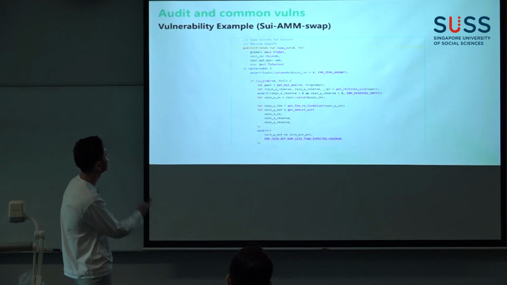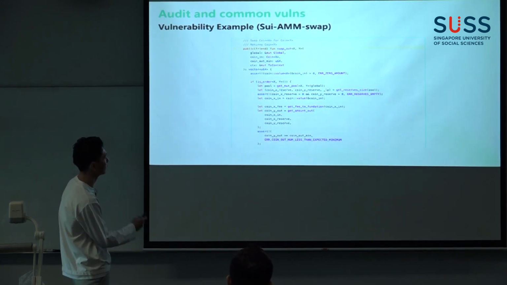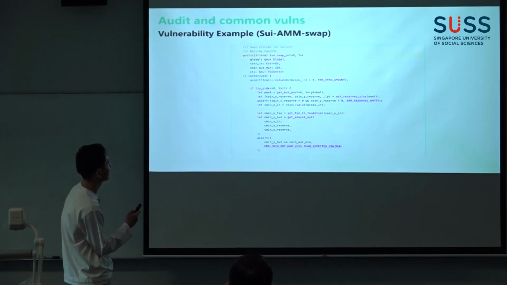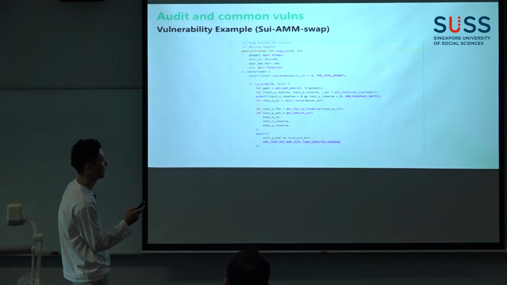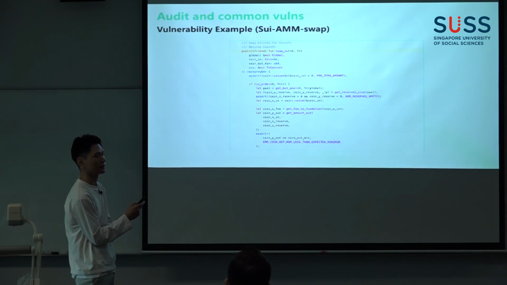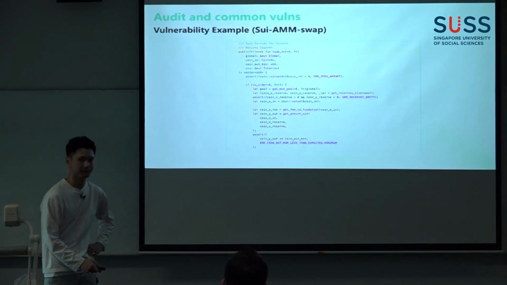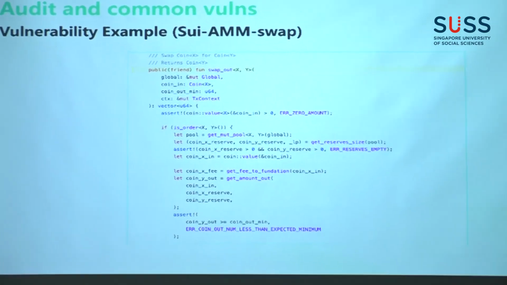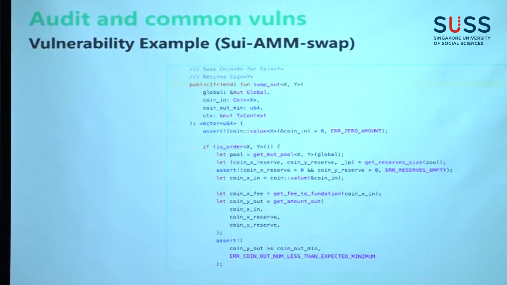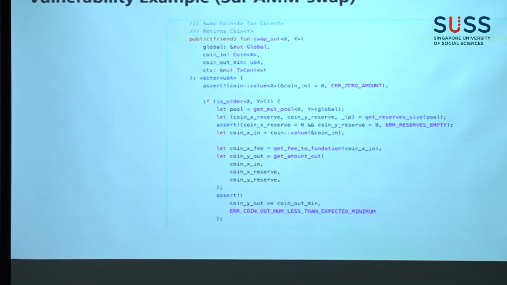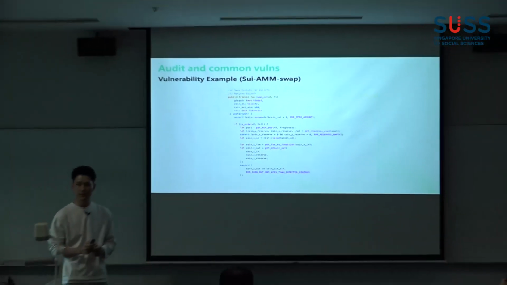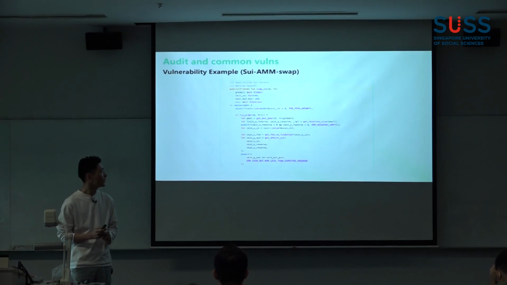So here is another example of vulnerabilities found in the real world. This is a SUI AMM swap, a Uniswap-like swap on SUI, and we're looking at this swap out function. You can take a look and see if you can spot the bug here. Another 3 minutes. This one might be a little bit hard because it involves some auditing experience. Do you have any answers? If not, I'm just going to explain it.